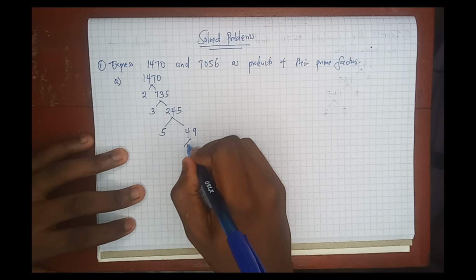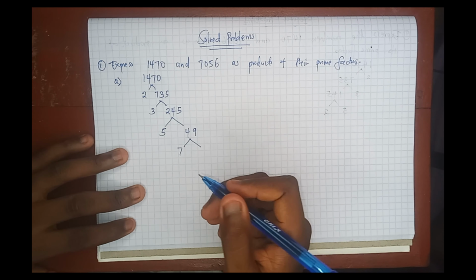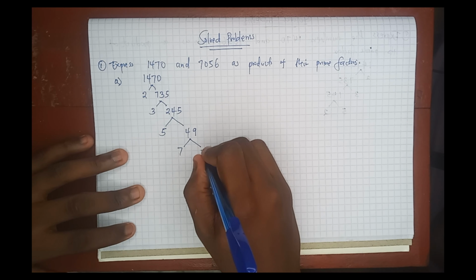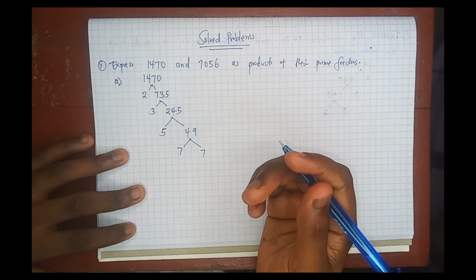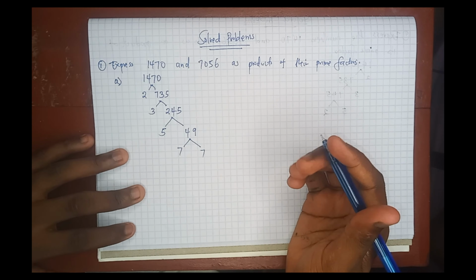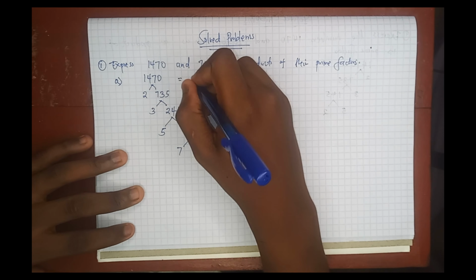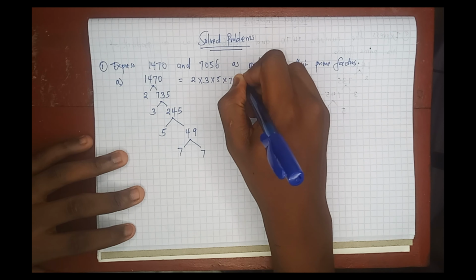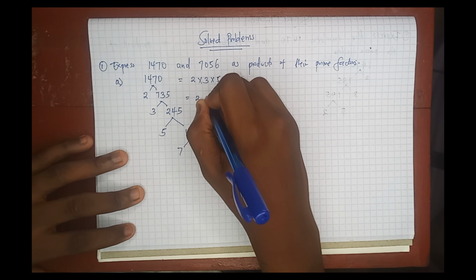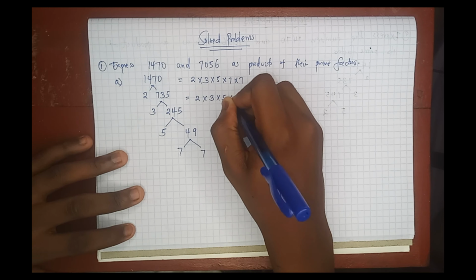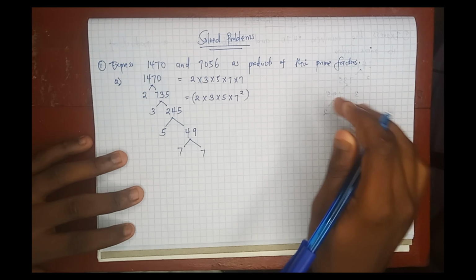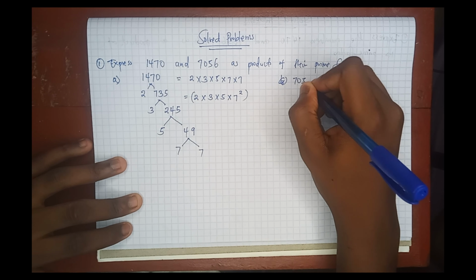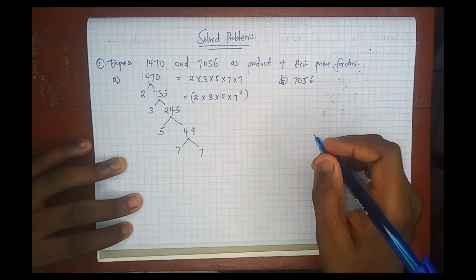The next one is 7. You all know that 49 is a perfect square of 7. So this is one of the things, knowing the squares comes in handy. So meaning that 1470 is equal to 2 times 3 times 5 times 7 times 7, which can be simplified as 2 times 3 times 5 times 7 squared. You have one down. Second one, B, second one is 7056.